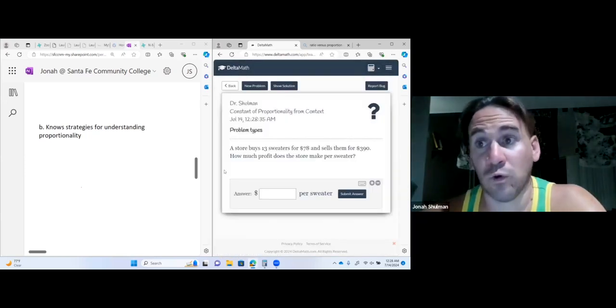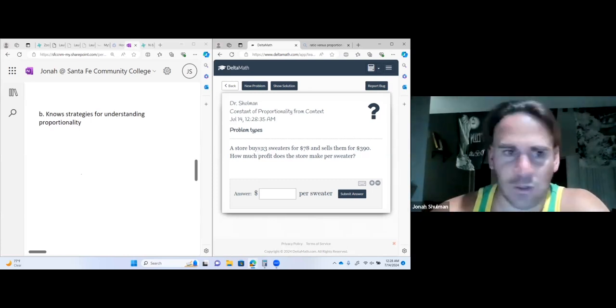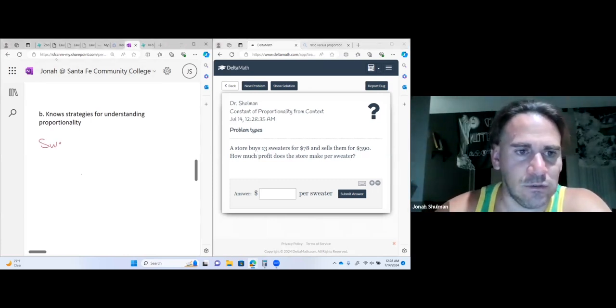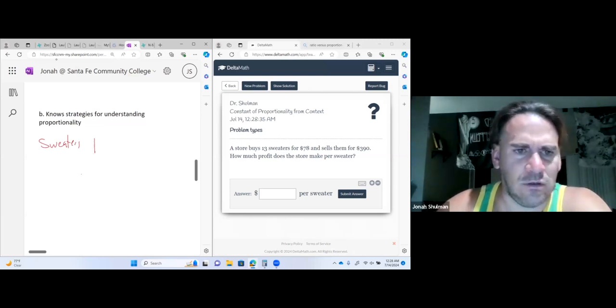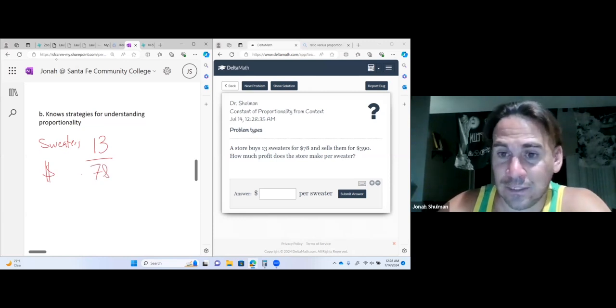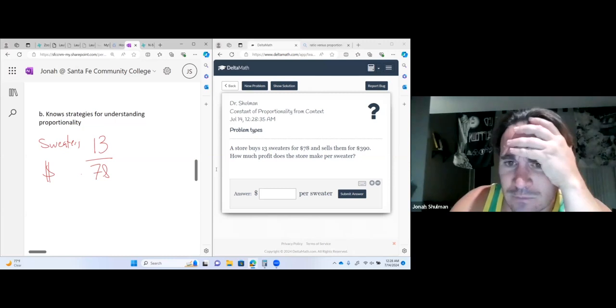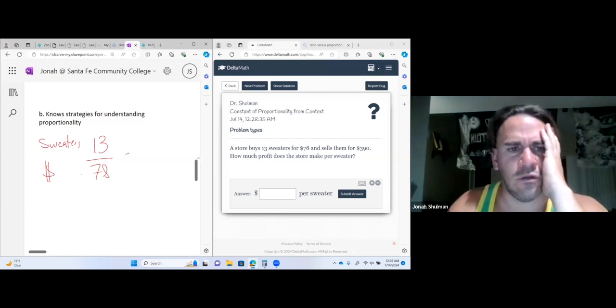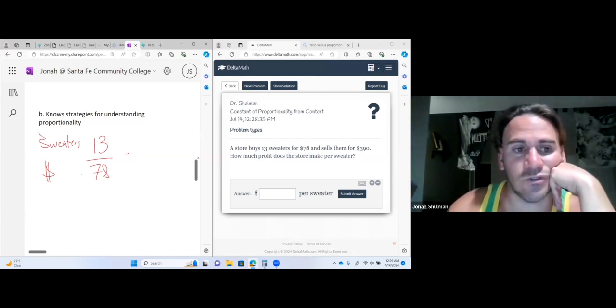So here's a word problem. Let's not get too scared. A store buys 13 sweaters for $78, and sells them for $390. So this is different, right? We have to find the constant of proportionality. This is a totally different type of problem. I can't just use this method.